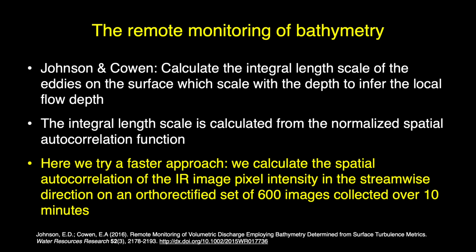So an interesting thing about working with surface turbulence metrics is we can use them to actually characterize the bathymetry. Erica Johnson, a former student of mine, and I published a paper back in 2016 that showed the integral length scale of surface turbulence in the lab scaled linearly with flow depth. Here we take the same idea, but we use infrared images and we characterize the autocorrelation of the pixel intensity itself to calculate the integral length scale of the intensity pattern as a surrogate, and a quick rapid calculation versus using the turbulence metrics themselves.